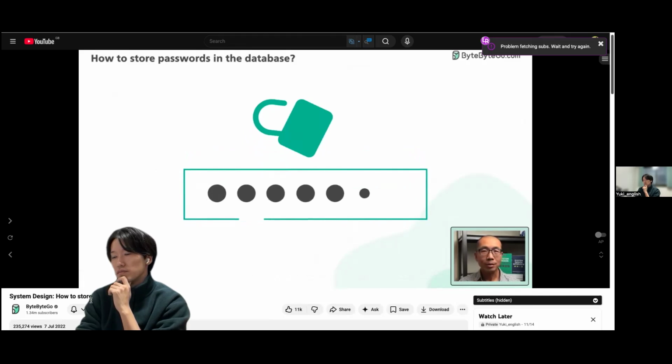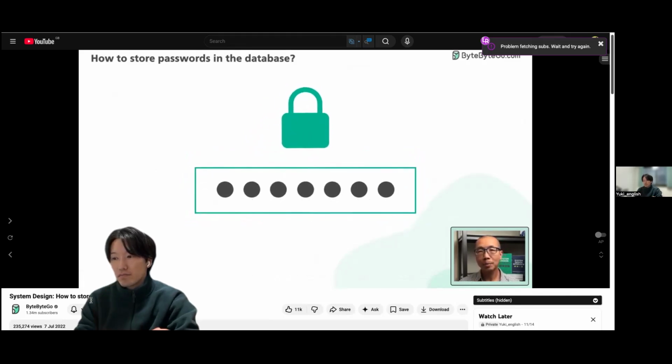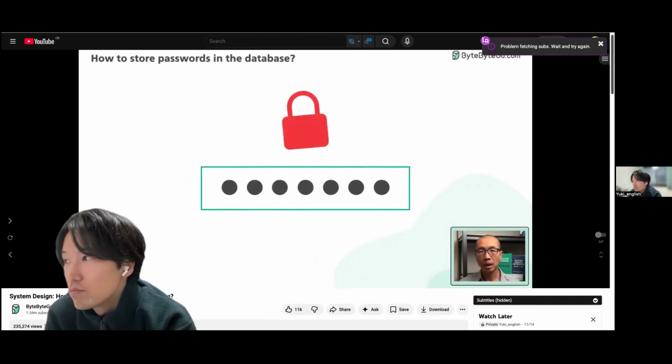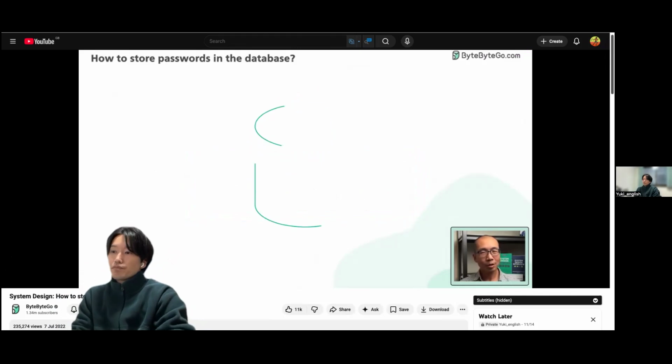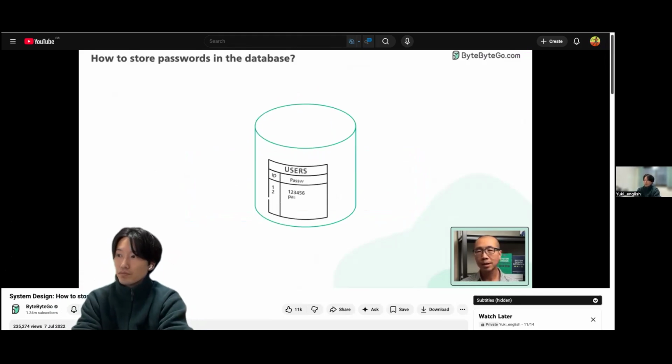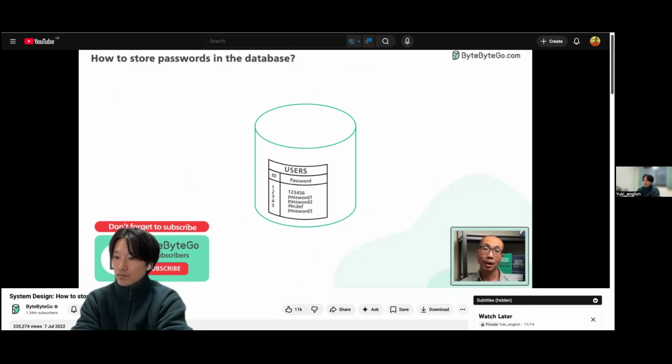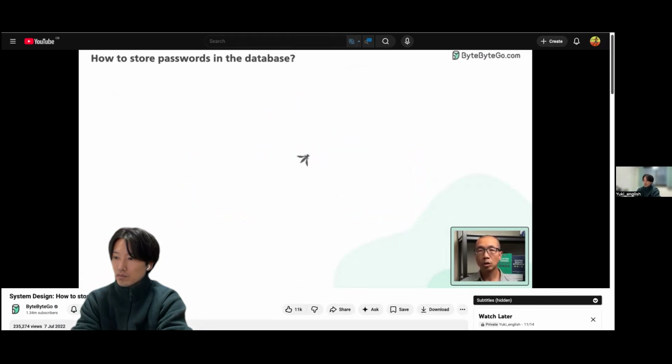It is essential to store passwords in a way that keeps an attacker from getting them, even if the database is compromised. Let's talk about what not to do first. Do not store passwords in plain text. Anyone with internal access to the database can see them. If the database is compromised, an attacker could easily get all the passwords. So what should we do to safely store passwords in the database?